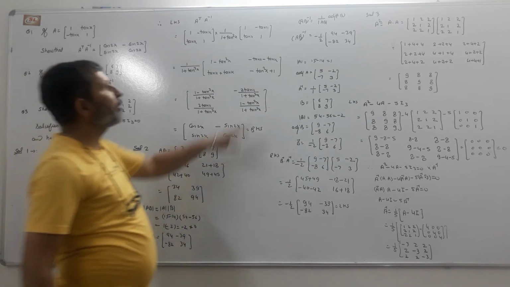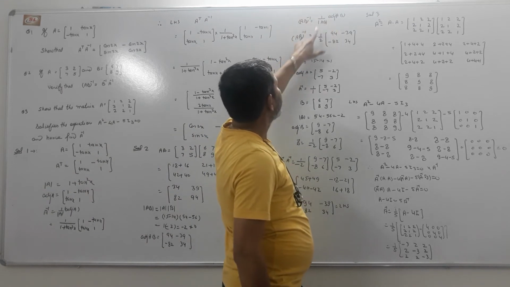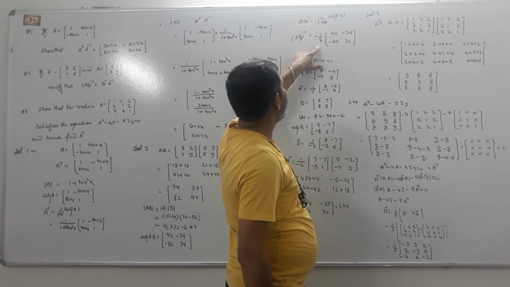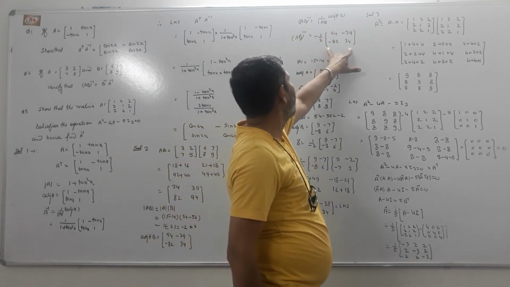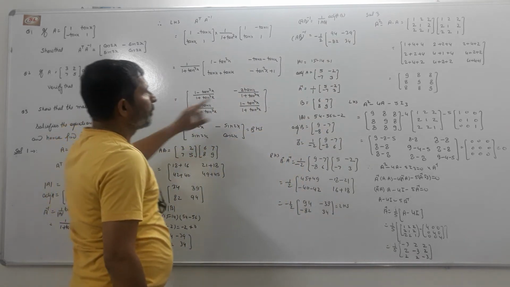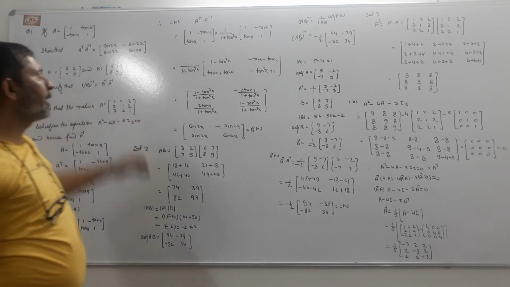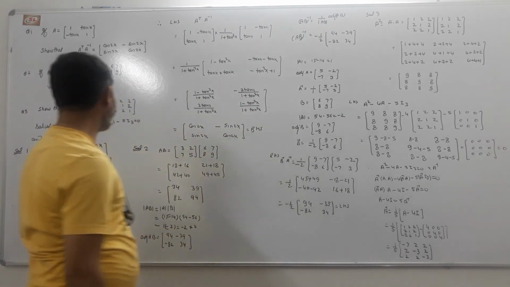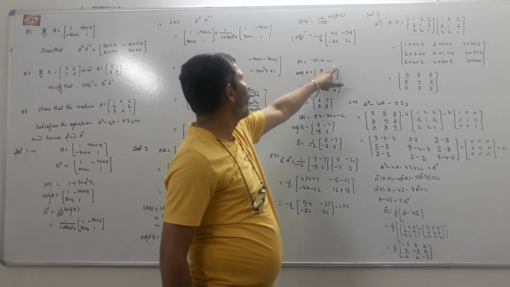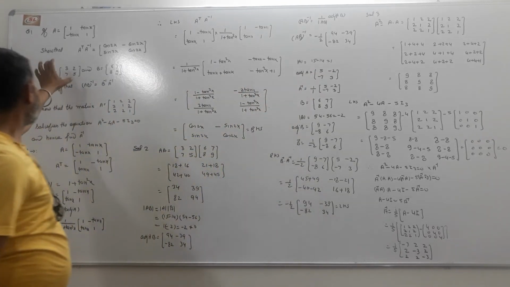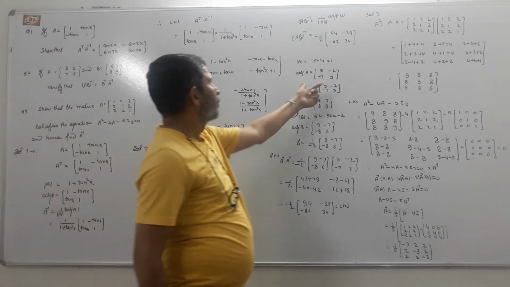Then how can we find AB whole inverse? 1 upon determinant of AB into adjoint of AB. 1 upon determinant of AB is 1 upon minus 2, and the adjoint of AB is this. So this is the left hand side. The value of AB whole inverse is this. For the right hand side, we find B inverse into A inverse. So first we find A inverse. A is this. So the determinant of A is 1, and for the adjoint, again we interchange the diagonal elements and change the sign of the non-diagonal elements.